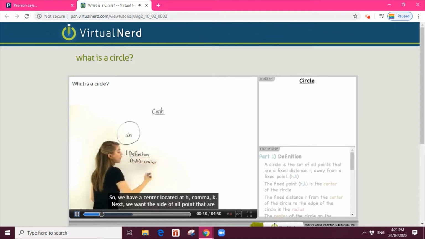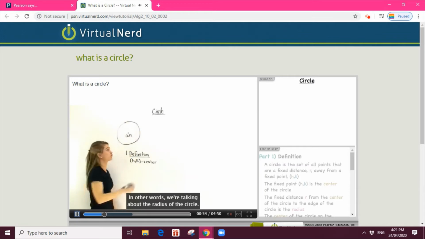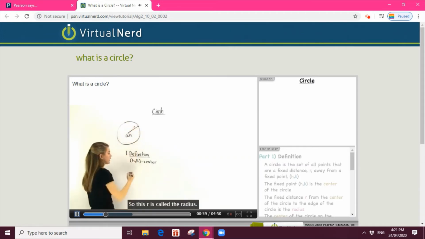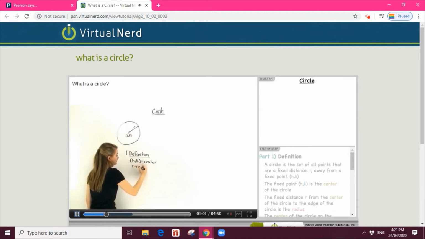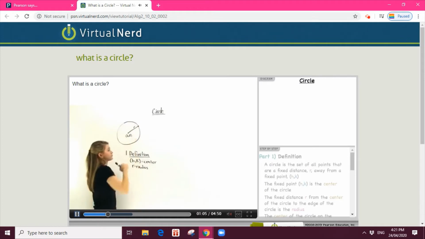Next, we want the set of all points that are an equal distance away from this center. In other words, we're talking about the radius of the circle. If we go out r units, we'll land on our circle. So this r is called the radius. And we can go out r in every direction, and we'll end up with a circle.